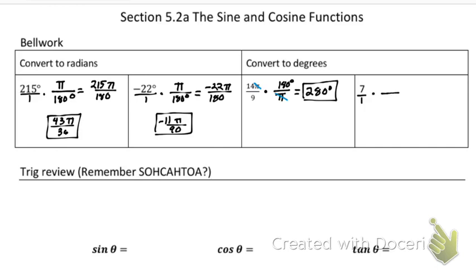This is probably the trickiest one because you can't actually see it cancel out, but you have to have pi on bottom, 180 on top. This would be something you plug in your calculator. You're going to type in 7 times 180, and then you're going to divide that by pi, and that should come out to about 401.1 degrees.